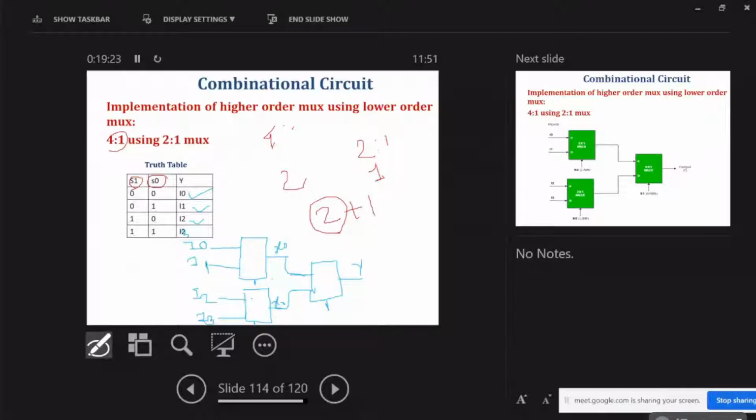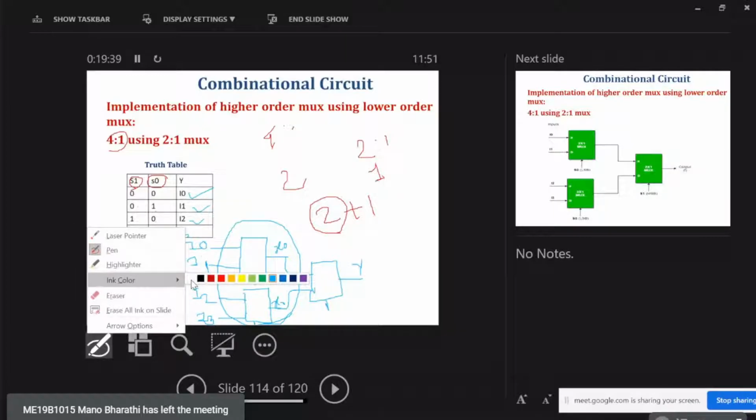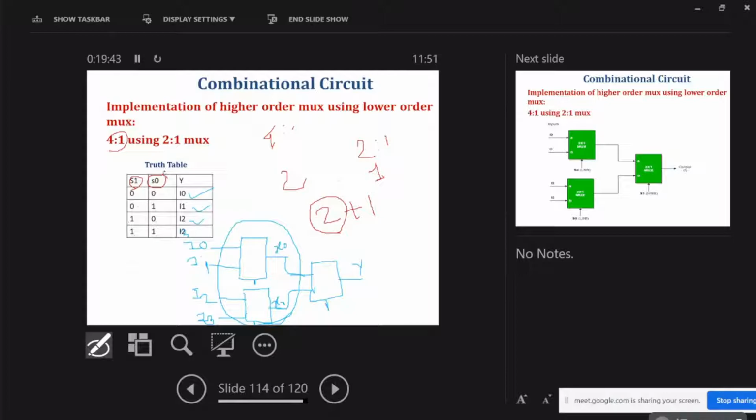Now what about the selection line? The selection lines will be in the reverse order. The lower order selection line will go inside the first level of mux combination. So the LSB of the selection line is S0. So S0 will go here. Again S0 will go here. The remaining selection line will go here.